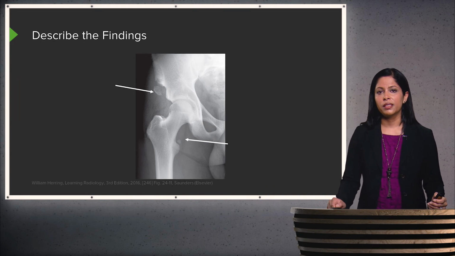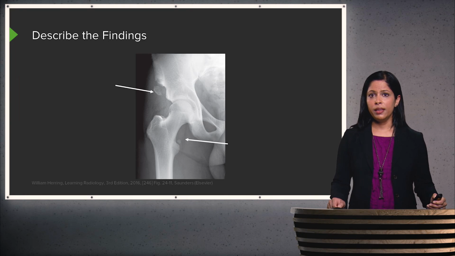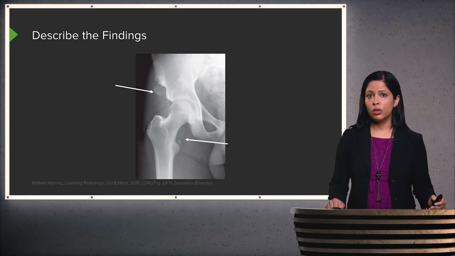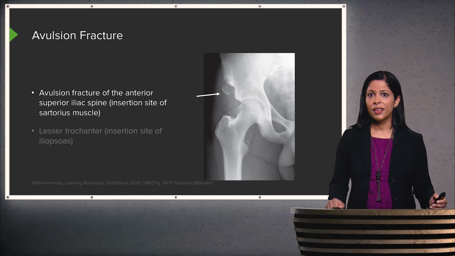Let's take a look at this case. So we have a radiograph of the right hip, and the arrows point to the two abnormalities that are seen here. This is an example of an avulsion fracture. So there's an avulsion fracture of the anterior superior iliac spine, which is the insertion site of the sartorius muscle.